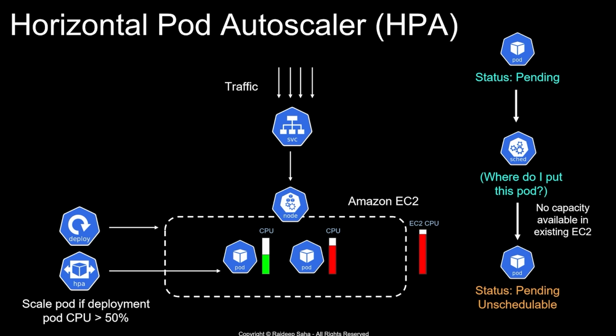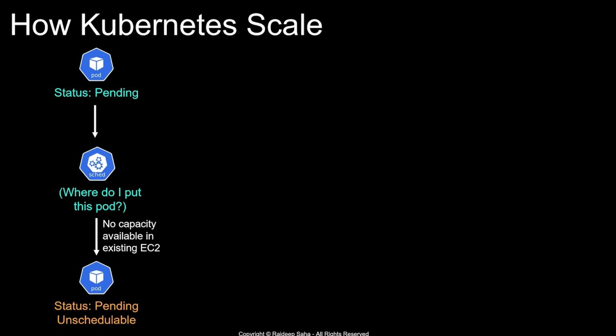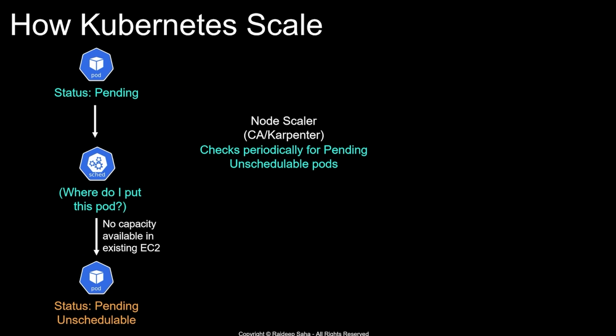So at that point, that pod becomes status pending and also unschedulable. This is where Kubernetes node scalers come in. Node scalers such as cluster autoscaler or Karpenter also periodically check for any pending unschedulable pods. Anytime they find a pending unschedulable pod, they will scale the virtual machines.